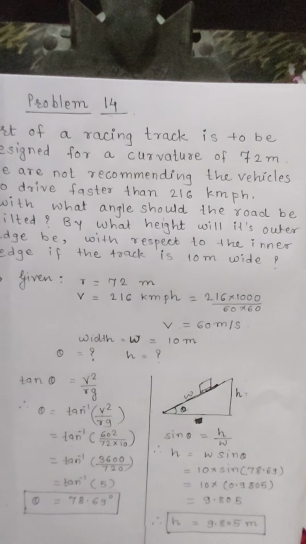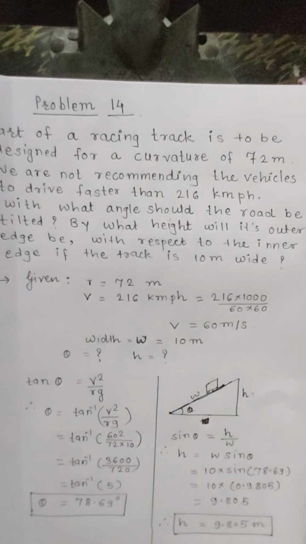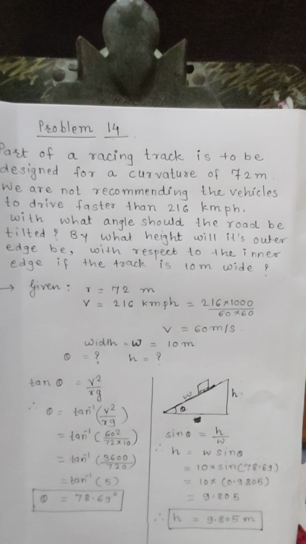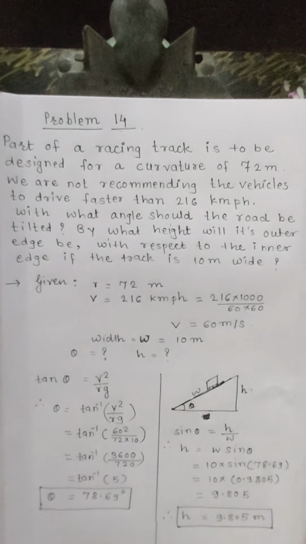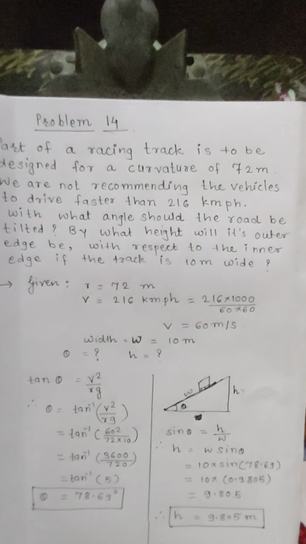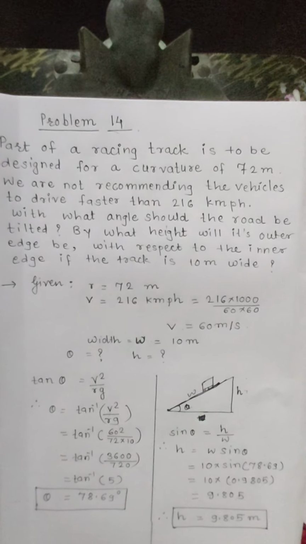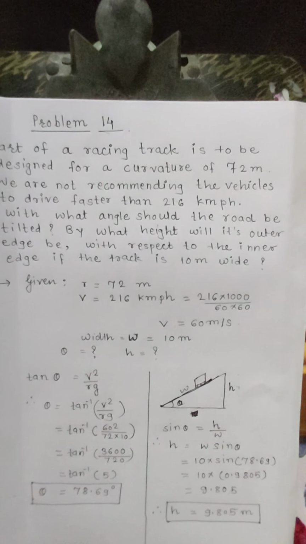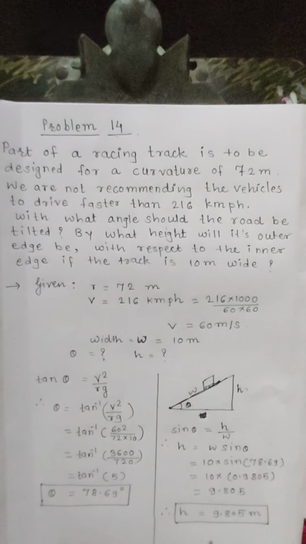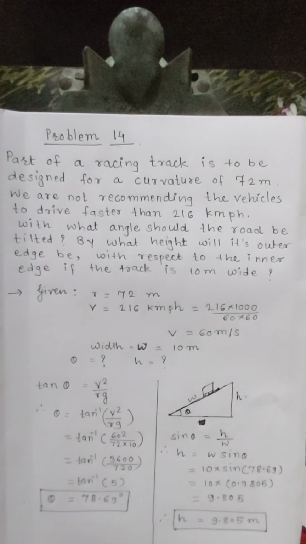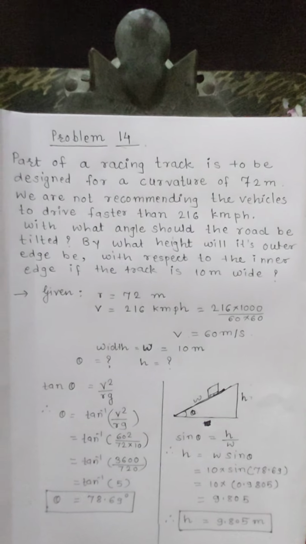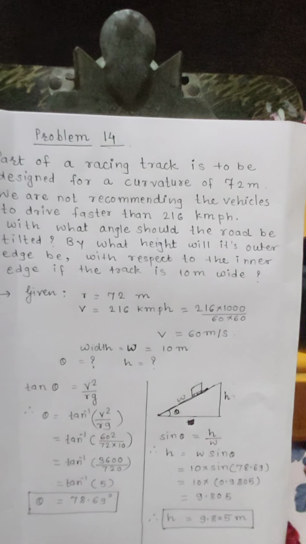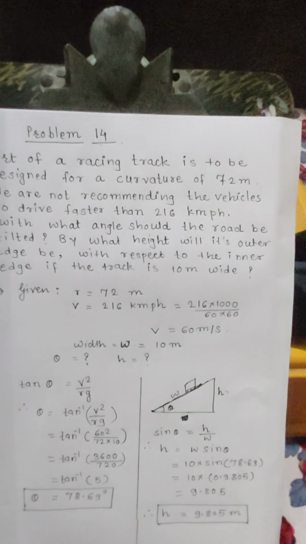Again, what is given? What is asked? See, with what angle should the road be tilted? At what angle should the road be tilted means you have to find the angle of banking, theta. And by what height will its outer edge be with respect to the inner edge, if the track is 10 meter wide? So the width of the track is given to you, 10 meter.